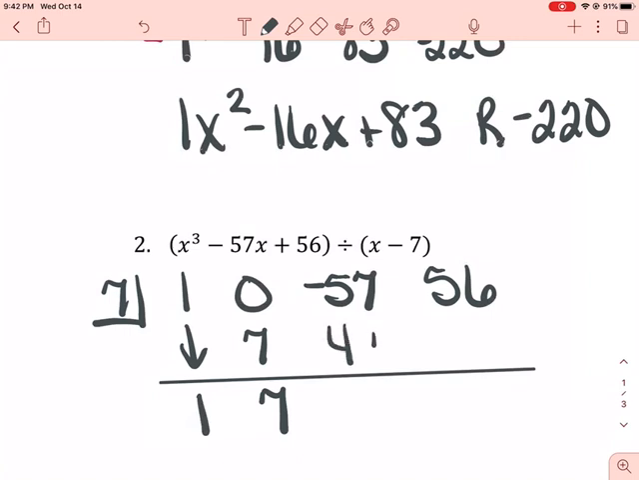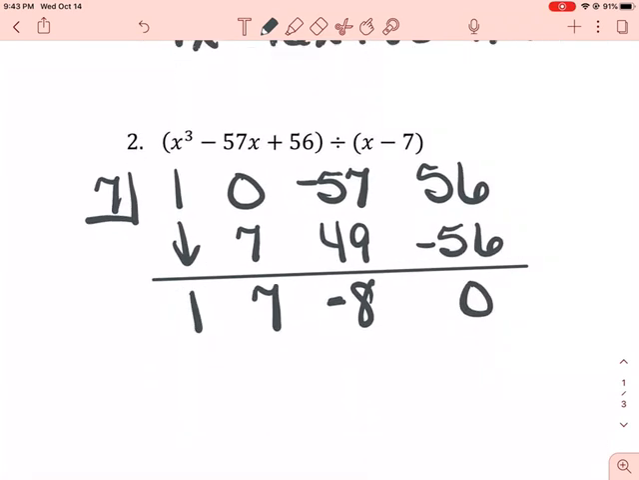Multiply. Add. Multiply. Why? Oh, this is negative. Multiply. Add. All right, so that 0 means that there's no remainder. So this is going to be x squared plus 7x minus 8.